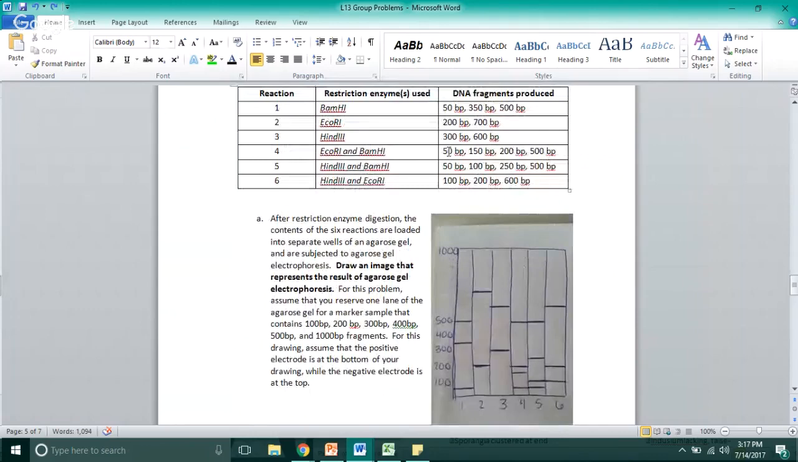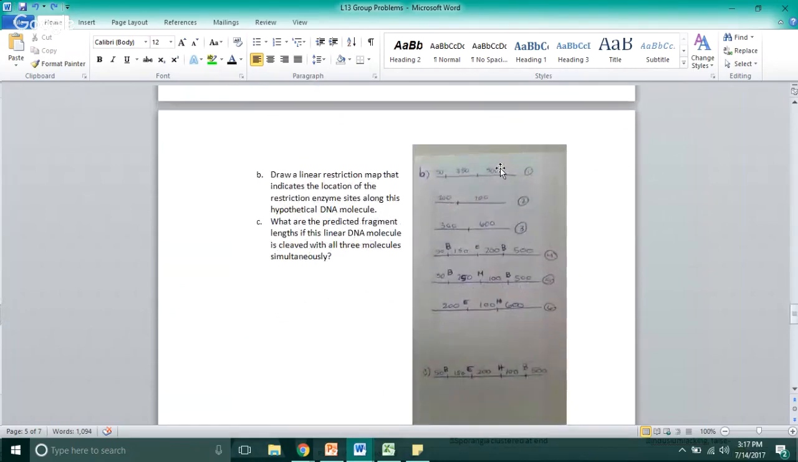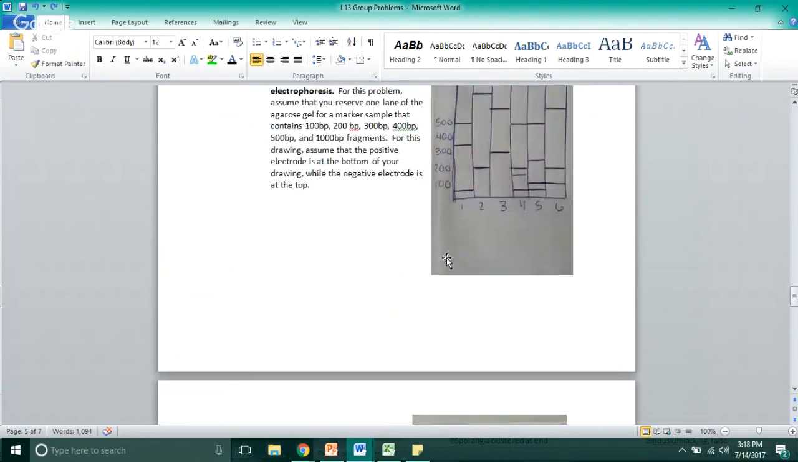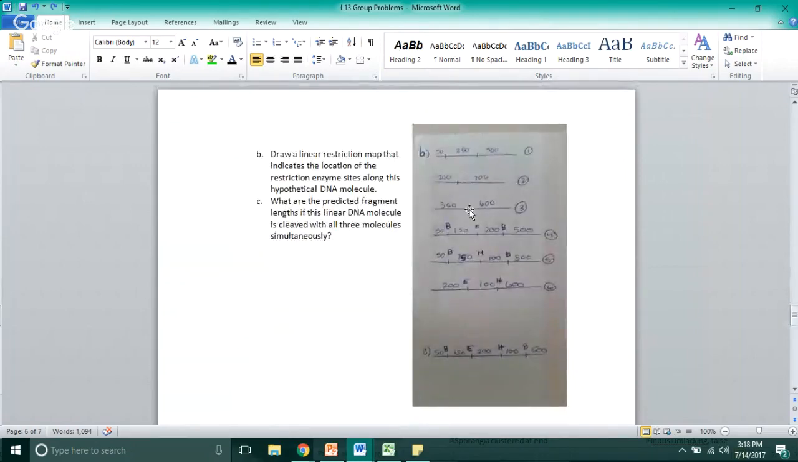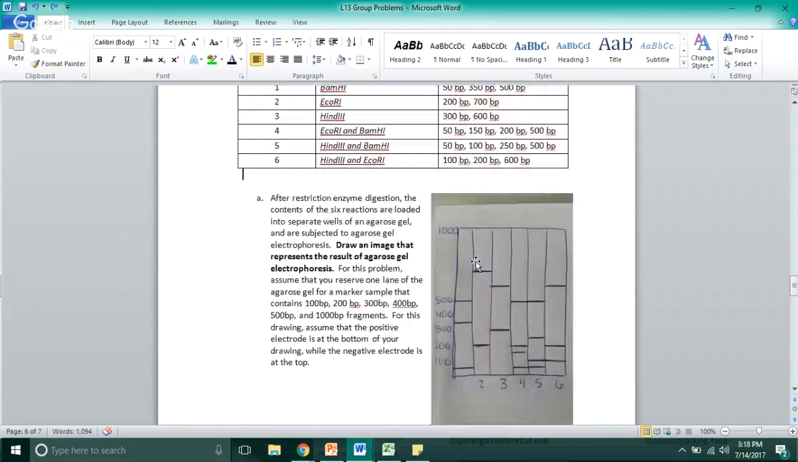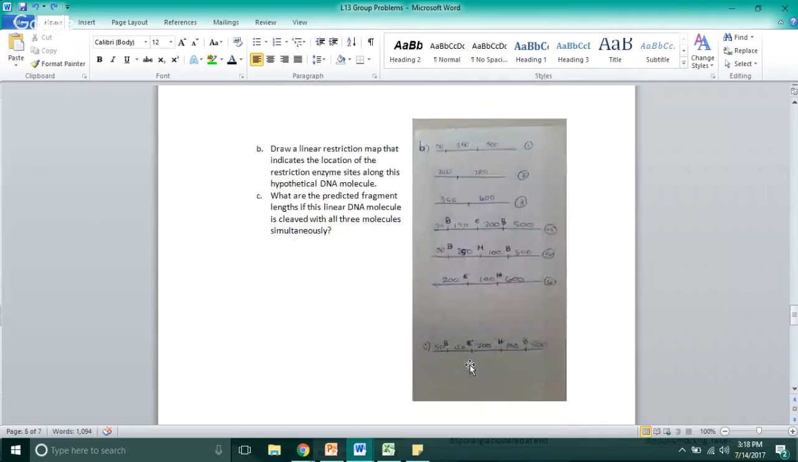So for the fourth one, you're combining these two. They're both that way, and then you figure out which one cuts where. So the BamHI cuts after 50. You can see here it cuts after 50. And up here, then the EcoRI cuts there, and then the BamHI cuts again. So you're kind of combining these two right here. And same with the BamHI. That's supposed to be an H. I got sloppy. So the BamHI and the, what is it called, HindIII. And then we'll do that for all of them.